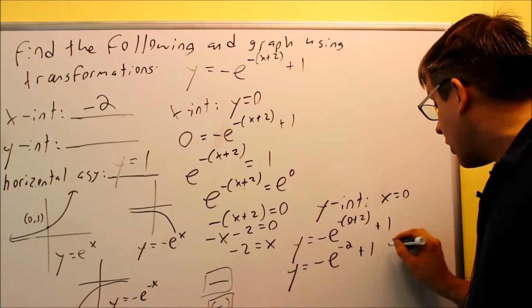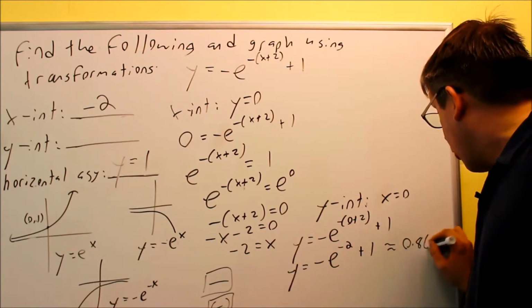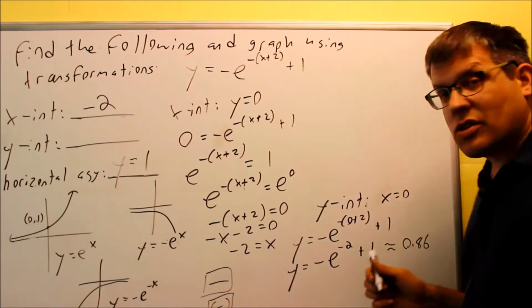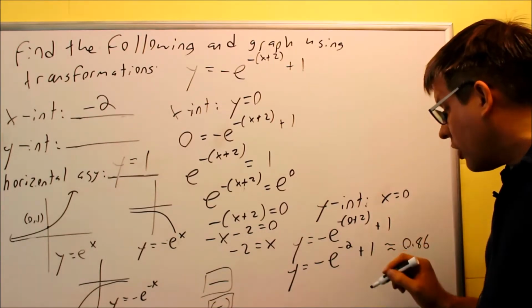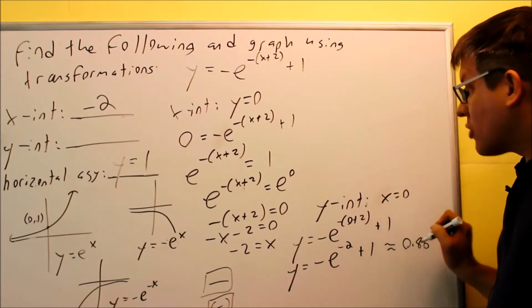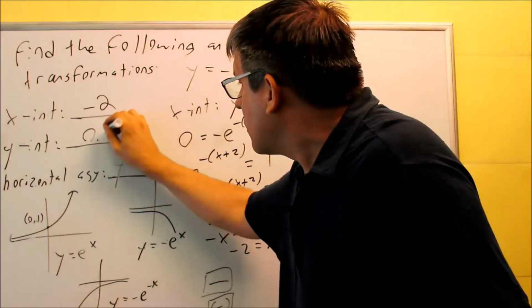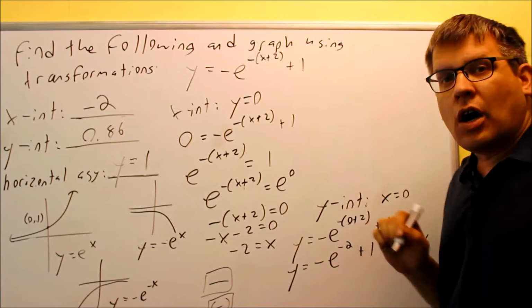If you put that into the calculator, that's going to give you about 0.86. So 0.86 is approximately what that would be by putting all that in there. So that tells me approximately what my y-intercept is going to be. So about 0.86 for that one.